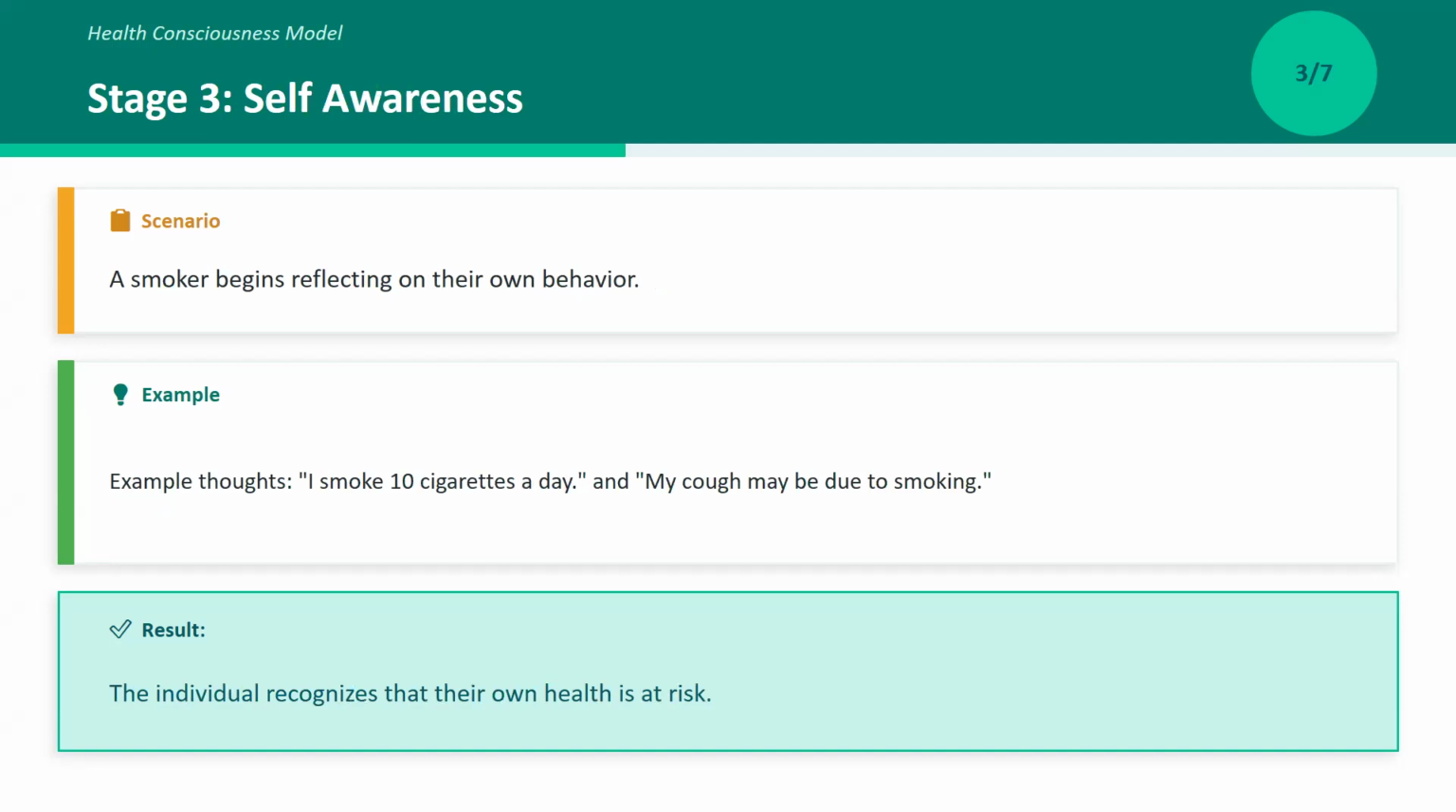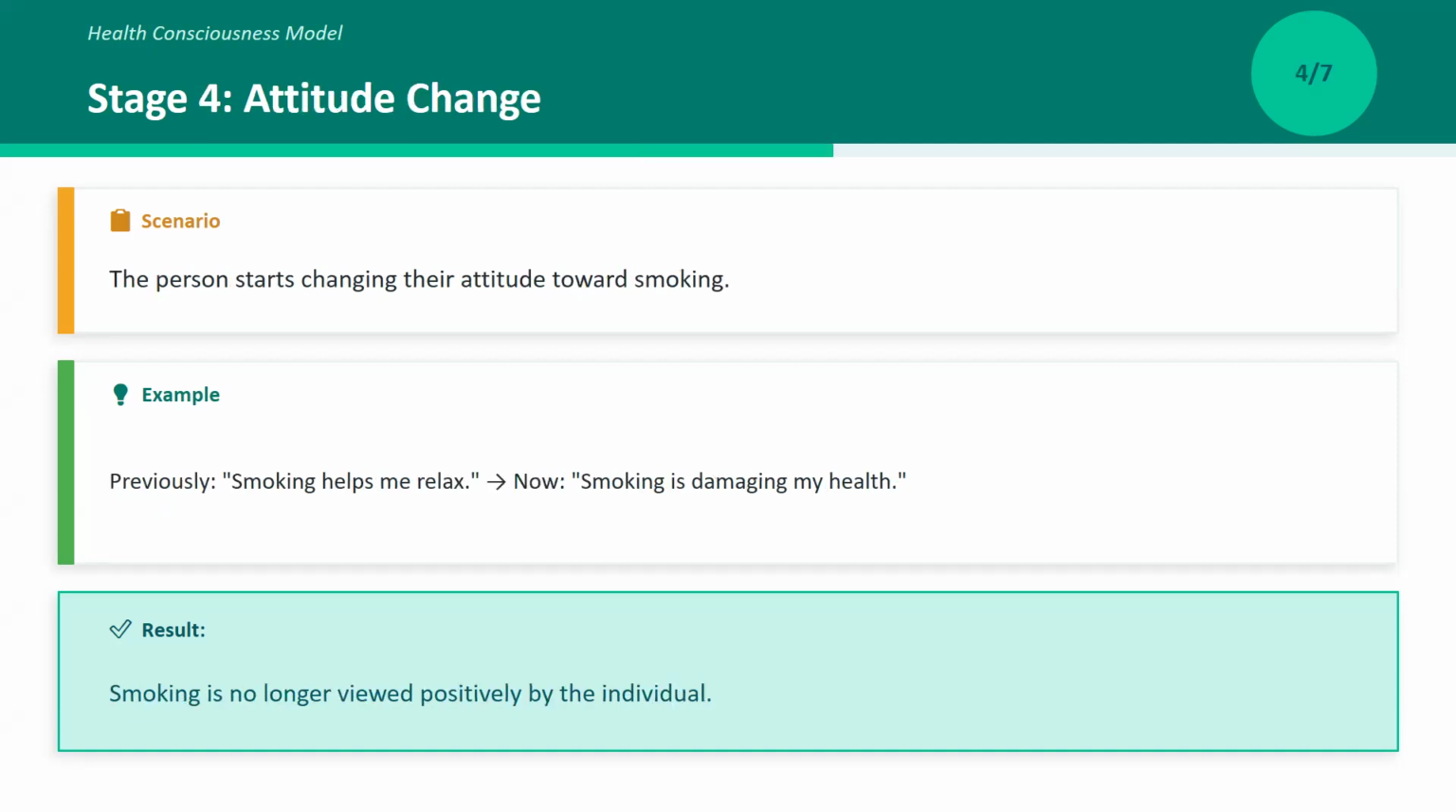Then comes the stage of self-awareness, where a smoker begins reflecting on their own behavior. For example, he thinks, I smoke 10 cigarettes a day and my cough may be due to smoking. So the result of this stage is that the individual recognizes that their own health is at risk. The fourth stage is attitude change, where the person starts changing their attitude towards smoking. Previously he thought that smoking helps me relax, but now he thinks smoking is damaging my health. So the result is smoking is no longer viewed positively by the individual.